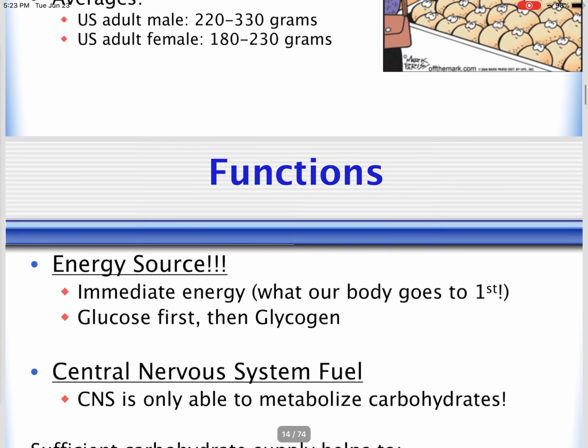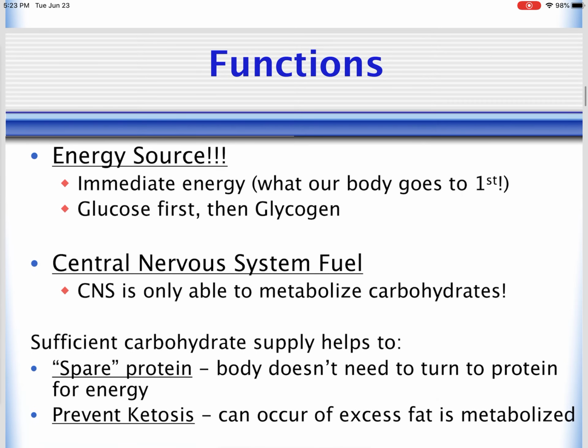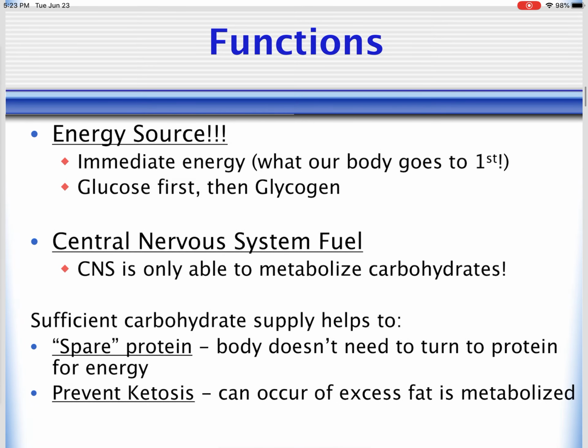There's more information on here, but for right now, the only thing you need to know is that percentage for daily carbohydrate intake. All right, so we've discussed the structure of carbohydrates. Let's talk about the function. The only function I'm going to have you know right now for carbohydrates is energy.